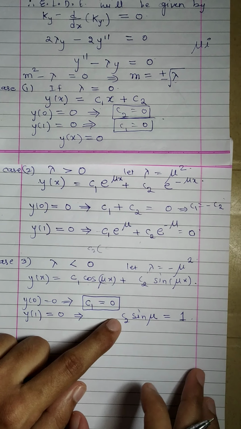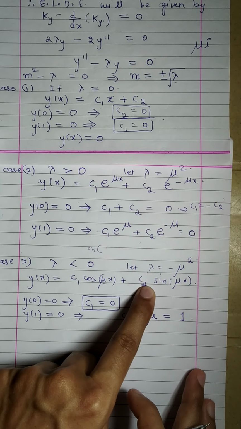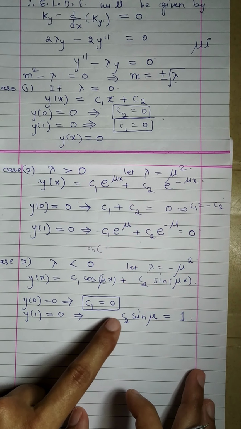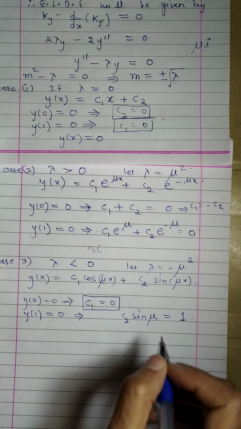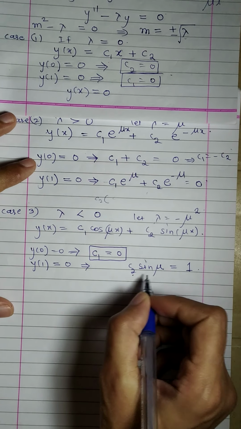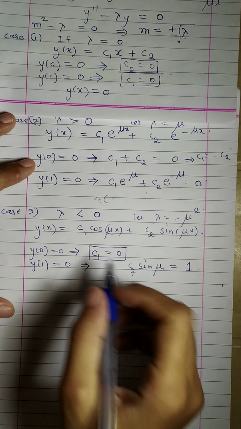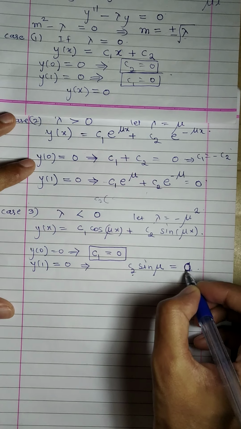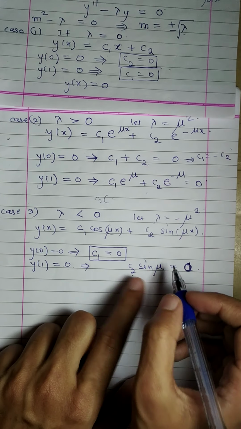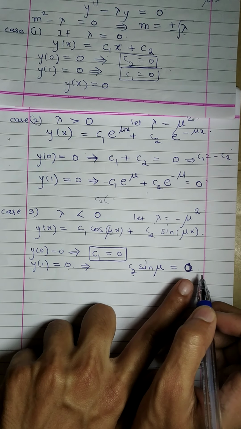Now if c2 is equal to 0, then again we will get a trivial solution. For getting the non-trivial solution, let c2 be not equal to 0. Then this into this should be equal to 0, since y at 1 is equal to 0. So c2 into sin of mu is equal to 0.